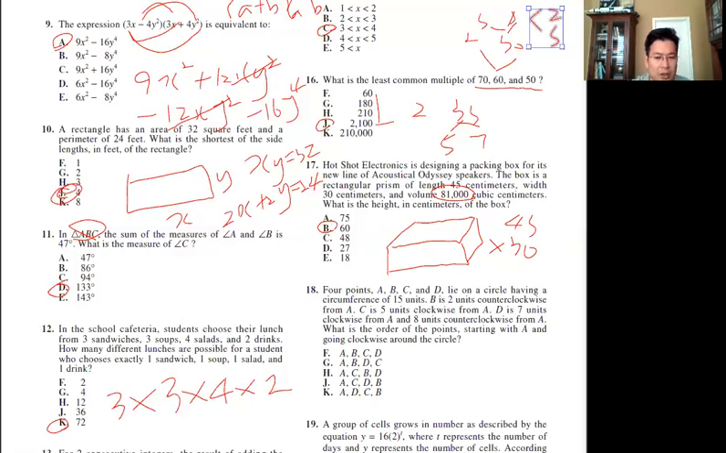And number 18. 4 points A, B, C, D lie on a circle having a circumference of 15 units. B is 2 units counterclockwise. Okay, 15 units. And B is 2 units clockwise from A. This is A, and this is B. This is 2. And it says C is 5 units clockwise from A.